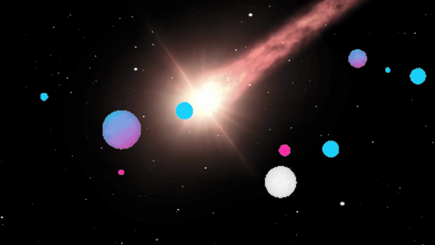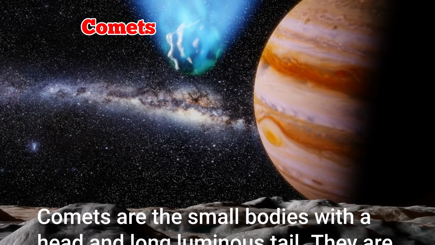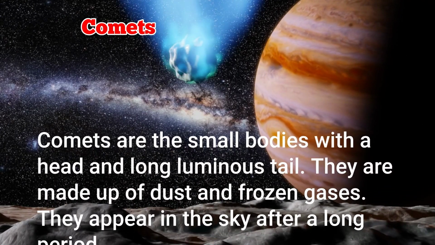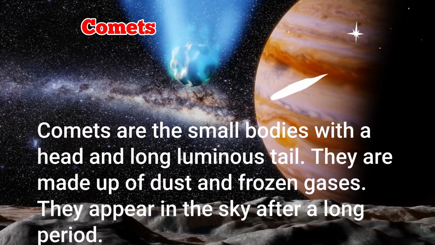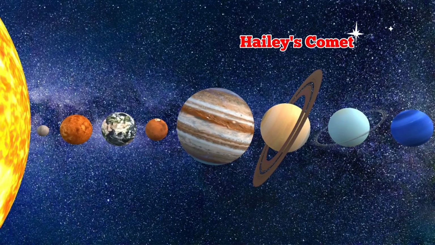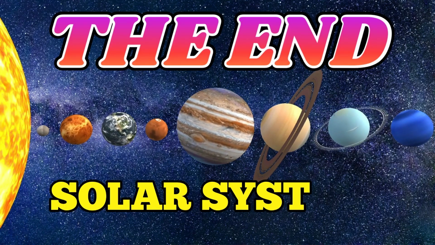Comets. Comets are small bodies with a head and long luminous tail. They are made up of dust and frozen gases. They appear in the sky after a long period. A comet, known as Halley's Comet, appears in the sky after every 76-year interval. That's all about the solar system.